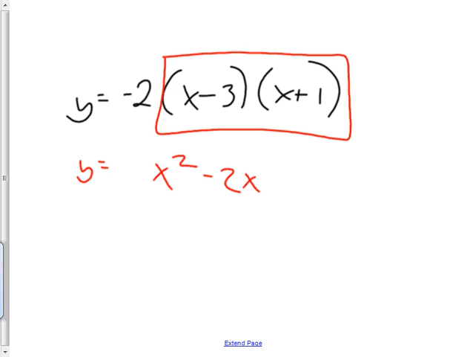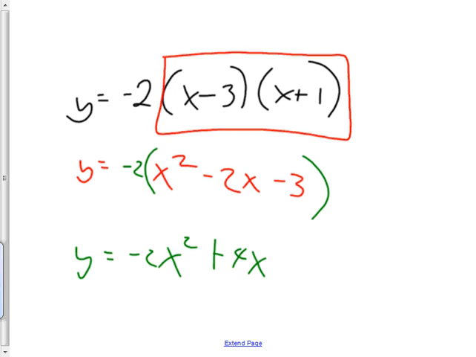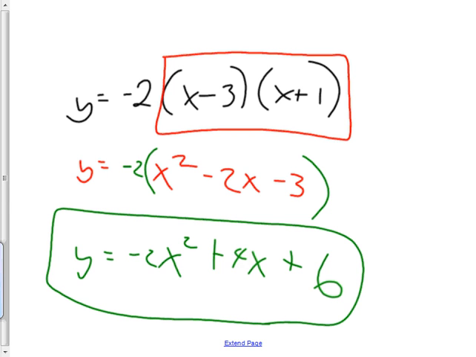Correct. Perfect. Now you do that -2 that was on the outside to everything. Final answer. Got it? That's it. And what is this good for? Tells you something. Y-intercept. What is this good for? Tells you something. The roots, the zeros. How about the x-intercepts? How about the solutions? All the same thing. That's what's good about that.